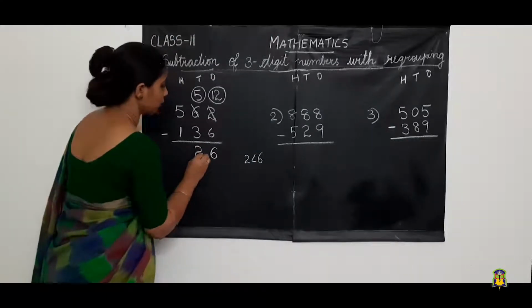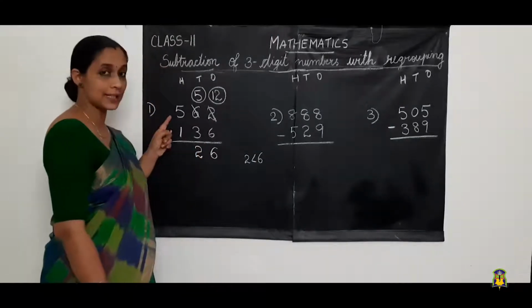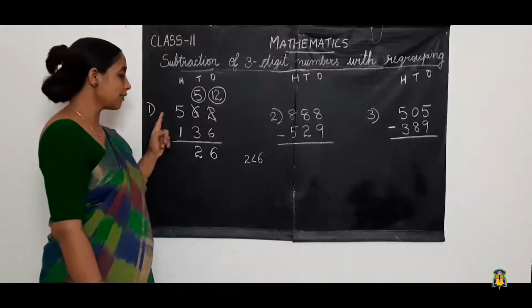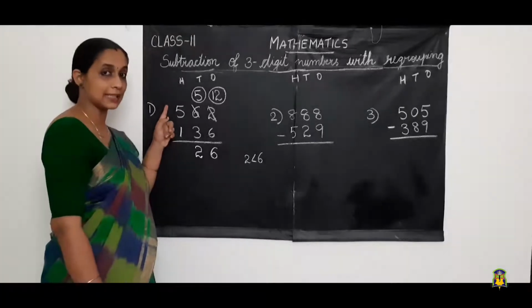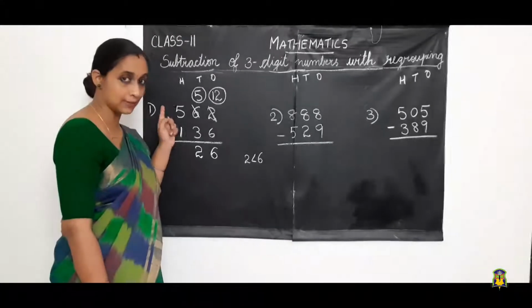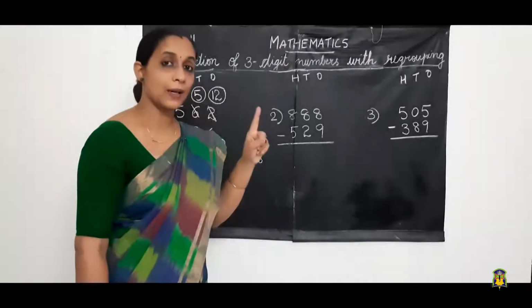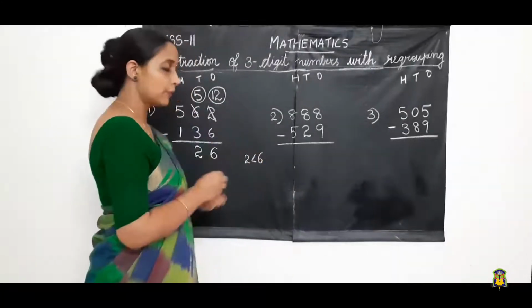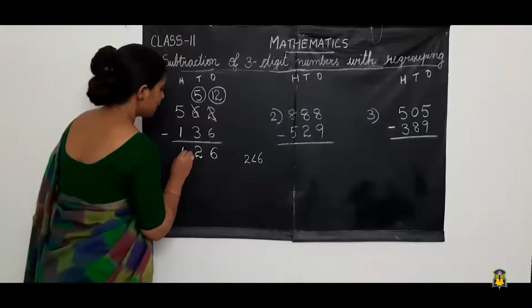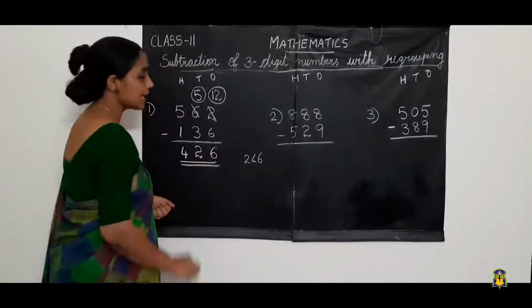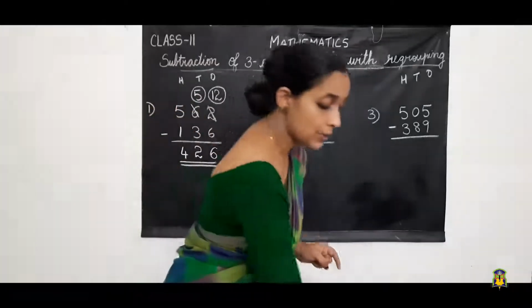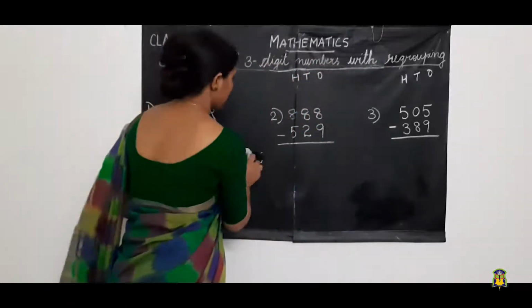Okay, so 2. Now in hundreds place we have the digits 5 and 1. 5 is greater than 1. So subtraction is possible. 5 in mind, 1 in hand. Before 5, 4. So the difference is 422. Okay, now let's move on to our next question.